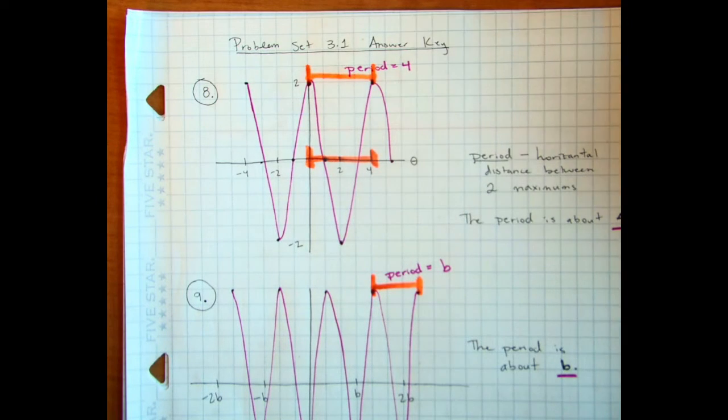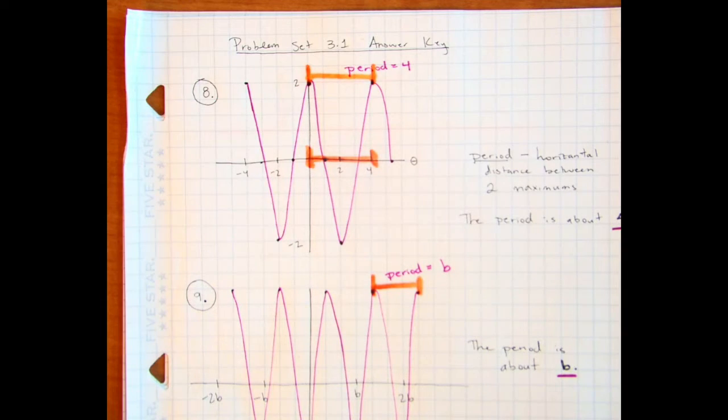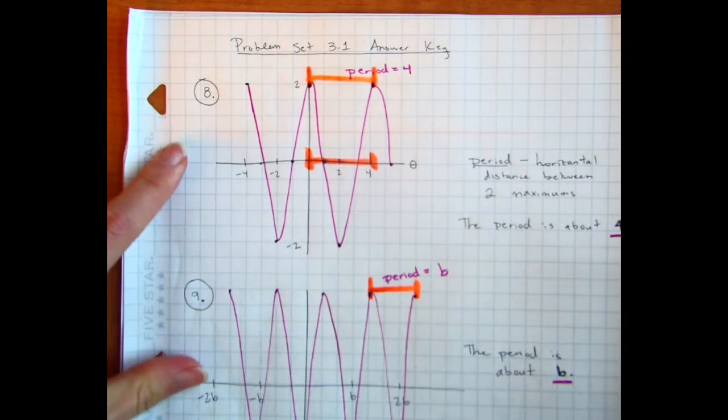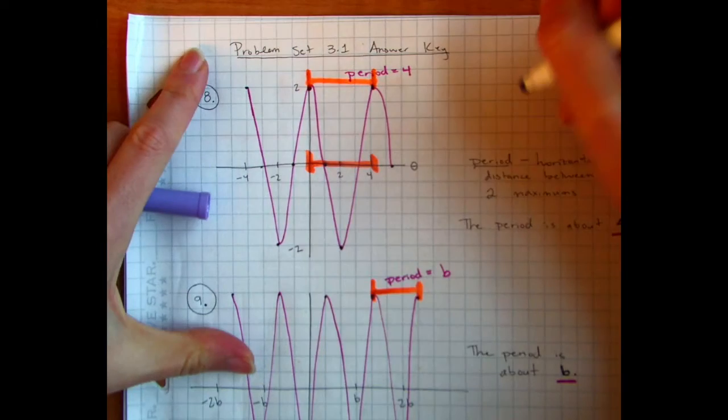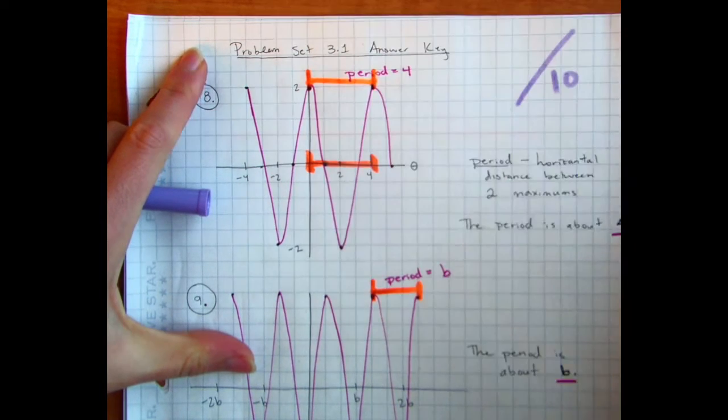The purpose of this video is to show you how to grade problem set 3.1 or problem set 7.1. This grading is a little bit confusing, so hopefully this video will help. So for the total score, you're going to grade your partner's problem set out of 10 points.